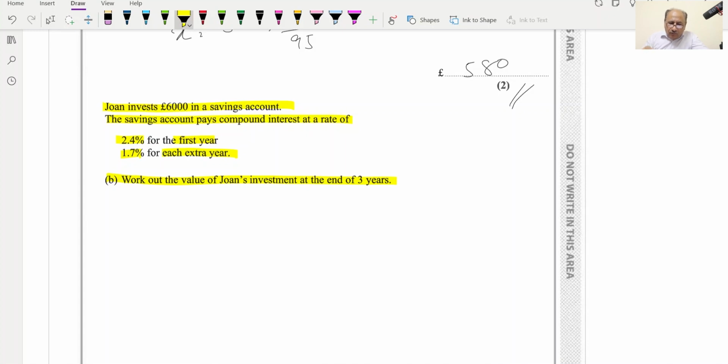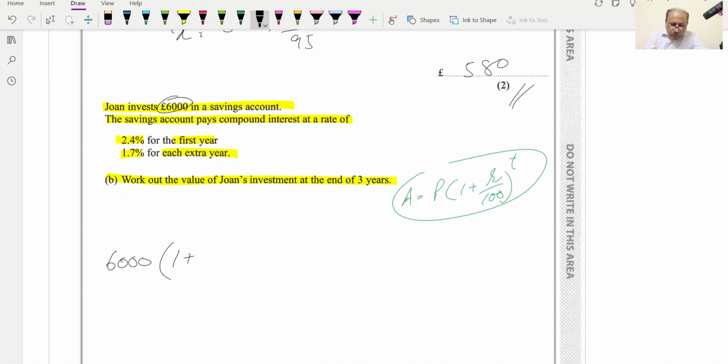So for the first year, first of all I'll write the compound interest formula. Amount is equal to principal amount multiplied by 1 plus rate over 100 raised to the power of time duration t, and we can apply this formula for the first year. They are asking to work out the value of the investment. So 6,000 is the original amount. First of all I'll write 6,000 into, for the first year, 1 plus rate is 1.